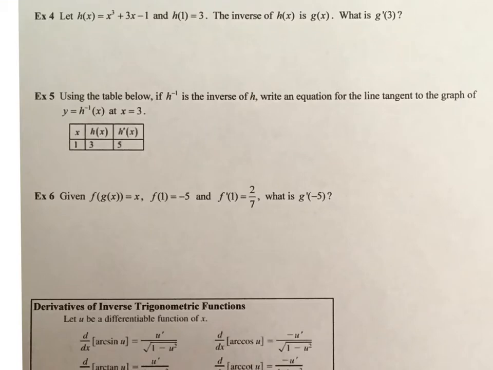So let's take a look at example number 4 that says, let h of x equal this function, x cubed plus 3x minus 1, and h of 1 equals 3. We're also told that the inverse of h of x is g of x, and we're asked to find g prime of 3. So in other words, we're going to find the derivative of the inverse function. Okay, so first of all, let's just make a note that if h of 1 is equal to 3, that means that g of 3 is equal to 1.